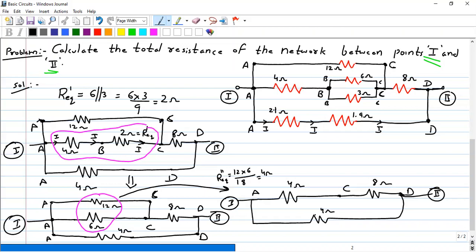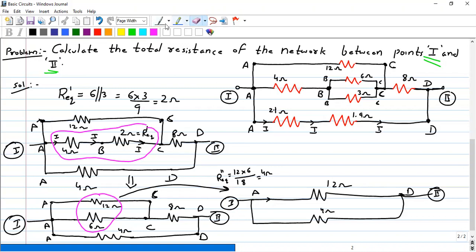Now what will be your comments? This 4 ohms and 8 ohms: if I carry a current I here, the same current I will carry here, and again the same current I will enter through 8 ohms. Therefore, this 8 and 4 are carrying the same current. That means they are in series connection, and series connection means I can add them. So 8 plus 4 gives me 12. So the equivalent resistance between points A and D will now be 12 ohms.